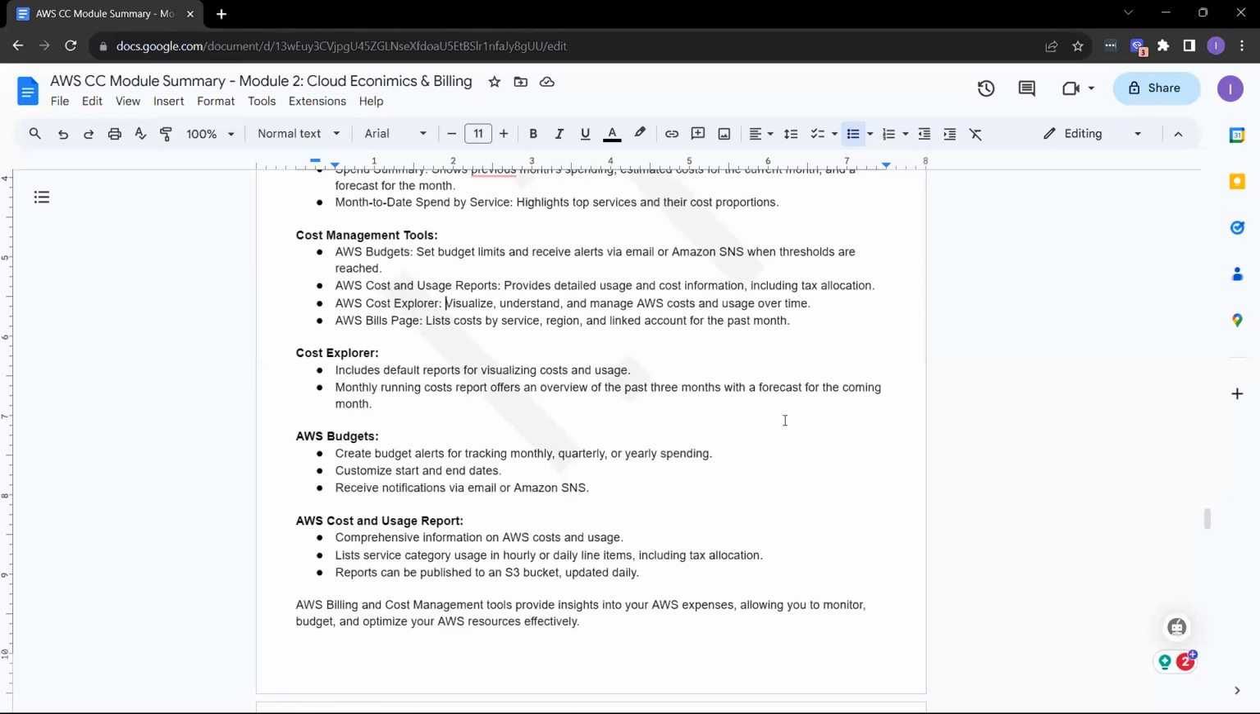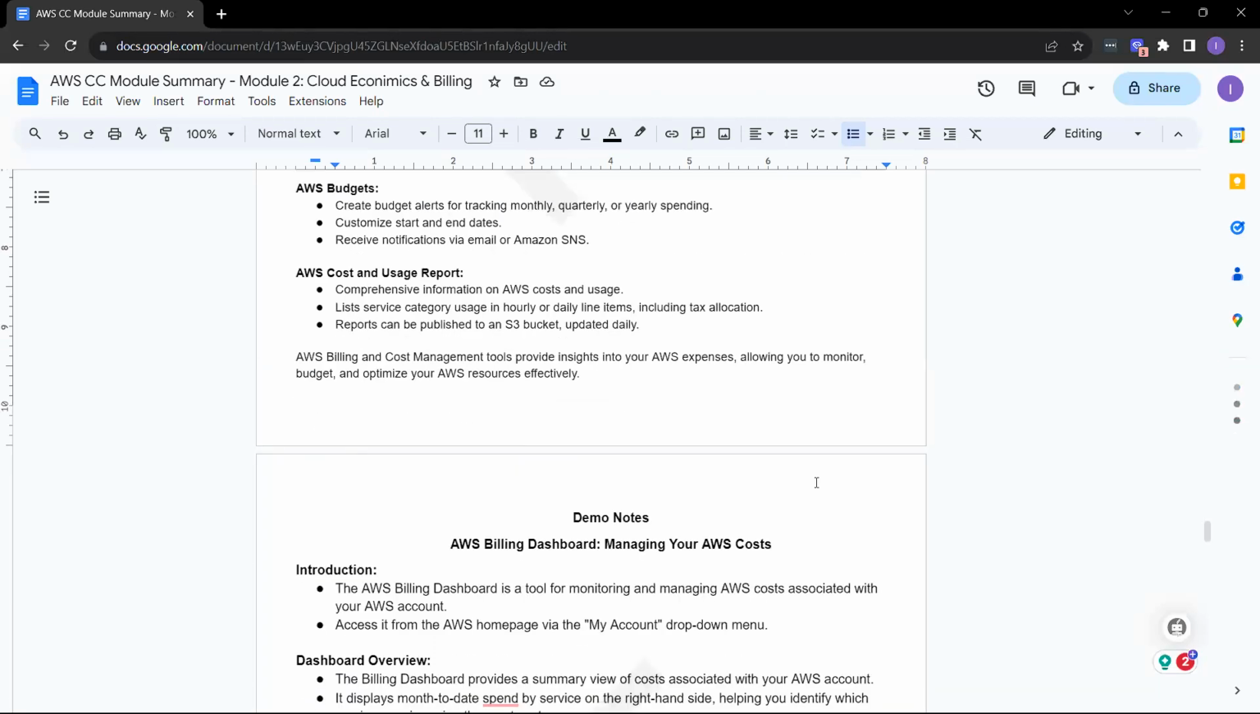And then the Cost and Usage Reports give you detailed information on your cost and usage, and also list the service category usage in hourly or daily line items, including tax allocations. Reports can also be published to an S3 bucket and updated daily. So if you look at your report, you can just save it to your S3 buckets as well.